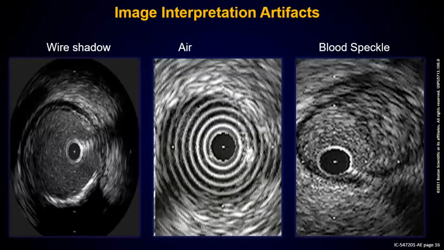And now there are some other forms of artifacts during image interpretation. You can see these reverberations are due to the guide wire, and sometimes if you inject too much air, particularly with a mechanical system, you could see this type of image. And this is the plaque, and this is the blood speckling.